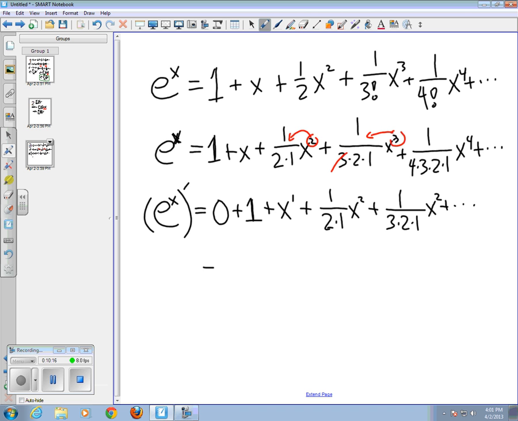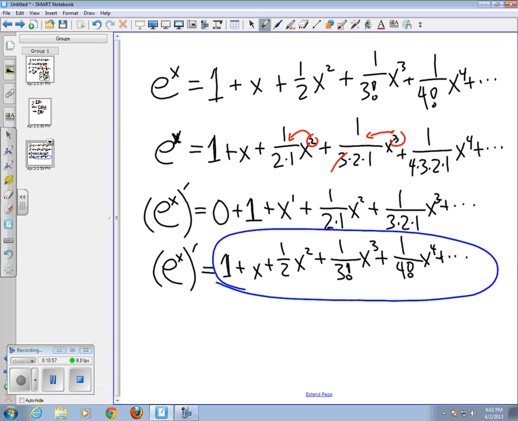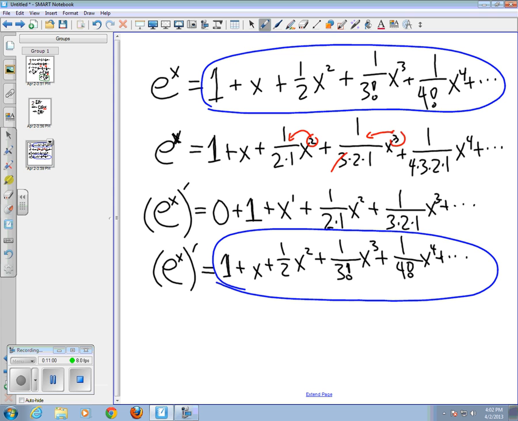So let's clean this up a little bit. And we get 1 plus x plus 1/2 x squared plus 1 over 3 factorial x to the third plus 1 over, and the next one would be, oops, I got my exponent wrong. This is a 3 right here. The next one, of course, would be 1 over 4 factorial x to the fourth, and so on. And you can see that this is the derivative of e to the x. But you can also see that this series is the same as the series that we started with up here. So what we see is what we actually already know, and that is that e to the x derivative is just e to the x.